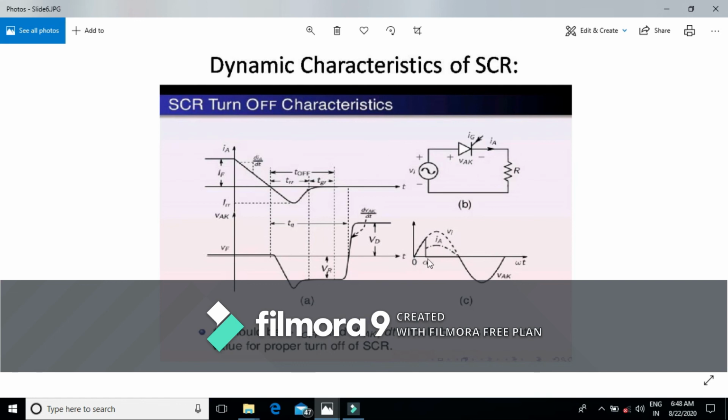From 0 to alpha it's 0, and then it suddenly rises at an angle of alpha, where we are applying the gate current. After applying the gate triggering, the output voltage across the load is represented by V naught. This is the turn on period, from 0 to pi, and this is the interval from pi to 2 pi, during which we have applied the reverse bias across the circuit.